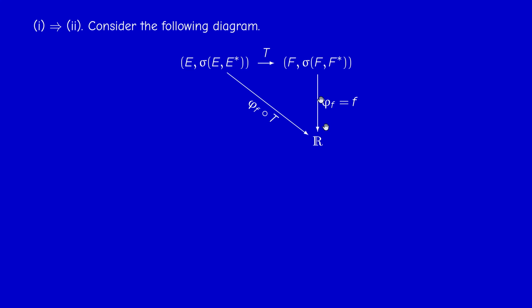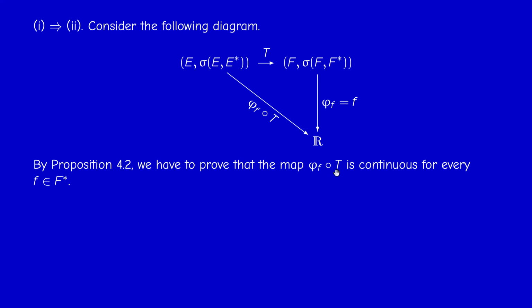So we have this diagram actually. To prove that T is continuous in these topologies, we have to prove that the composition between phi_f and T is continuous. This was the object of Proposition 4.2. So consider now, instead of T, we compose T with this collection of maps, where f is in the dual of F. Now, what is this map? This is just f composed with T. So it's f of T of x, that you can write in this way, or f(Tx).